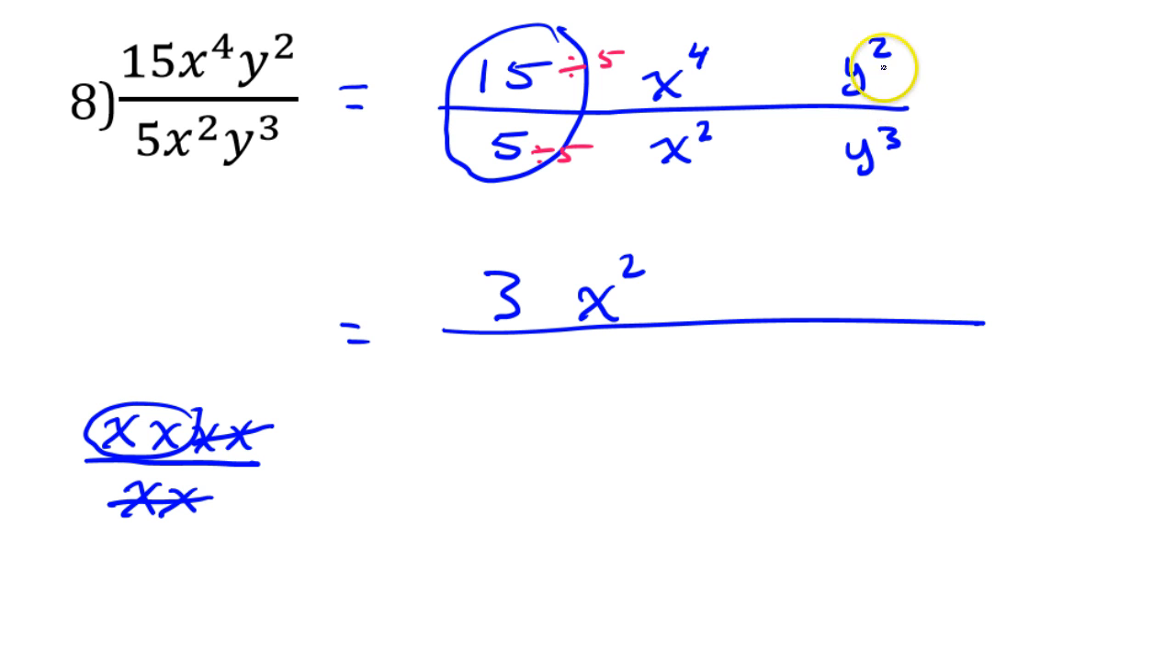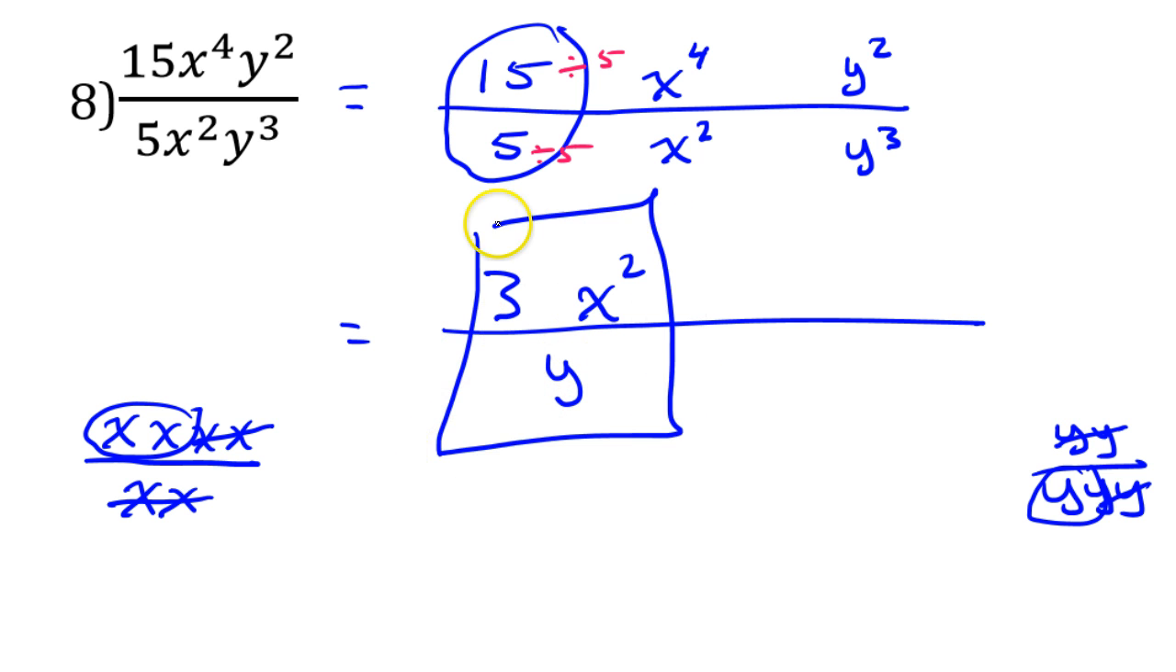Similarly over here, y squared over y to the 3rd power. So these two y's will cancel out 2 of these y's. That'll leave 1 y in the denominator. So I'm going to have 1 y in the denominator. So that's it. This is going to be my answer to number 8.